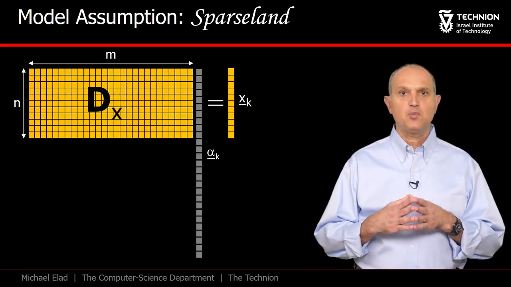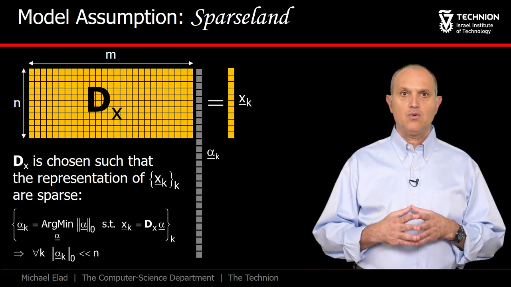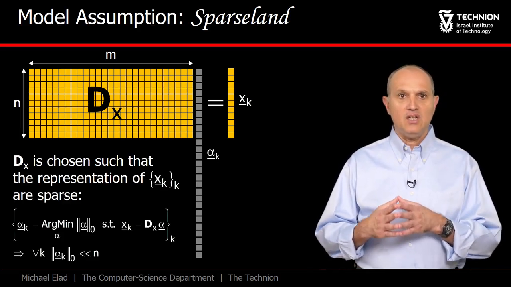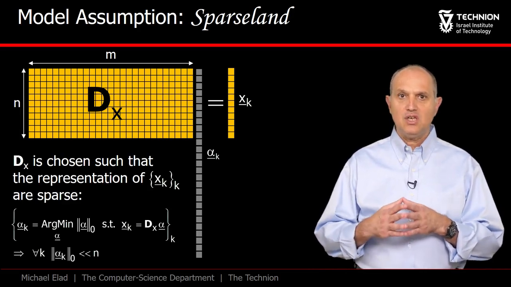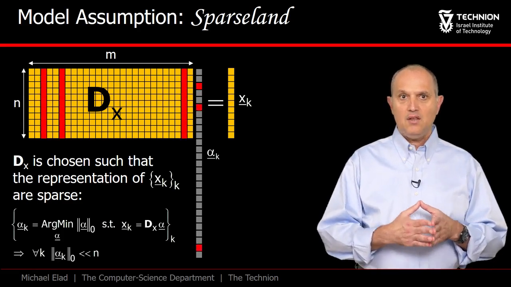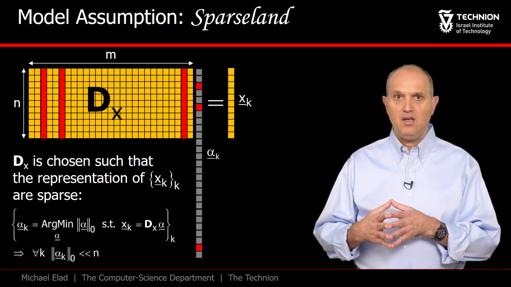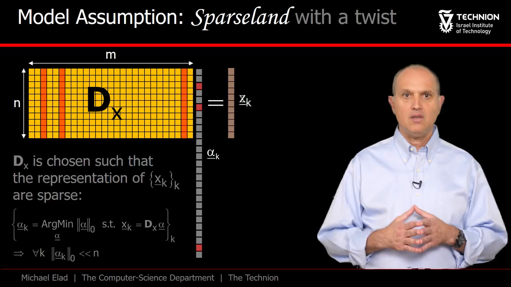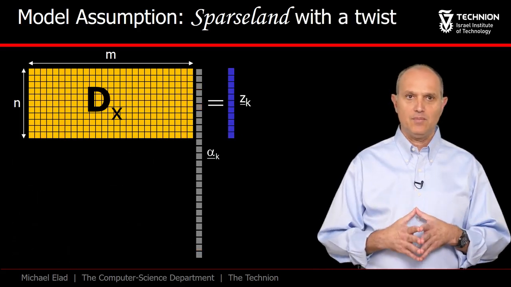Let's bring in the SparseLand model. Considering the signal family X, we assume that there is a dictionary Dx that can represent each signal in this set sparsely. So given a signal xk, there is a sparse vector alpha k to represent it. So far, things are rather conventional. Now comes the twist in our story.